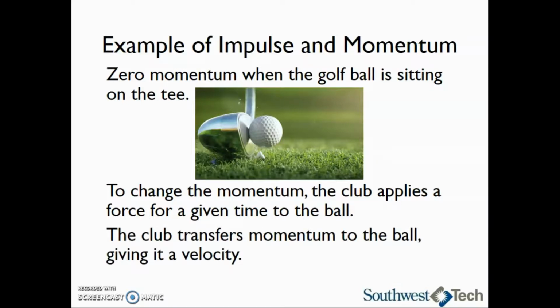The club transfers momentum to the ball because the club was initially moving, so it has an initial momentum. Even though the force the club applies to the ball occurs over a very short time, it still applies an impulse and changes the momentum of the ball. This concludes our brief discussion of impulse and momentum.